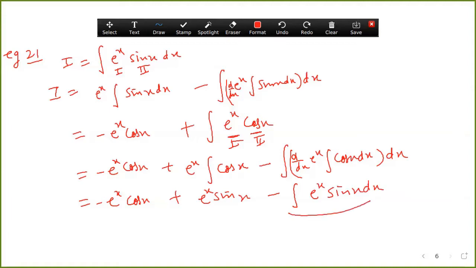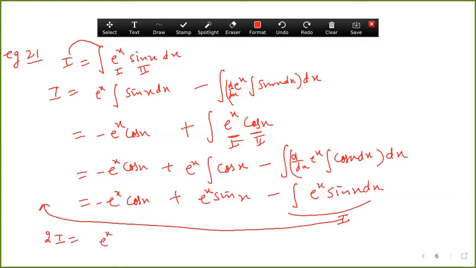Now what is this one? This is I, which I have taken in the starting. So put this I and shift it to the left hand side. What you will get? 2 times I is equal to e to the power x. You can take e to the power x common, and when you arrange the statement, you will get it like this, plus constant. So I is e to the power x upon 2, into sin x minus cos x, plus the new constant c, and this is the answer.